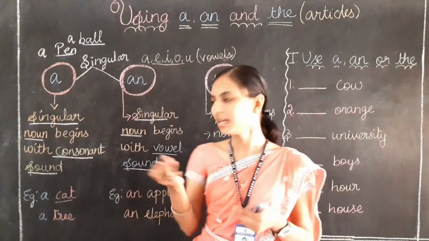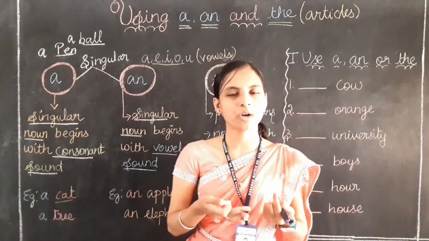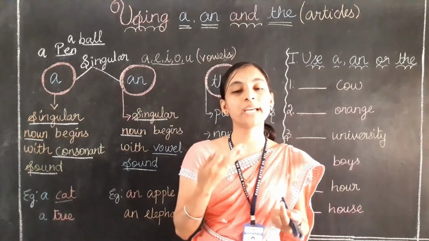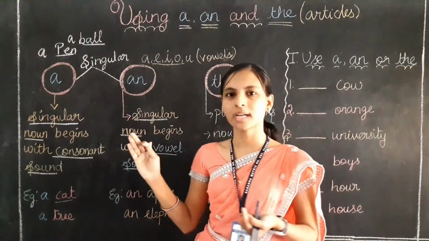A ball, a tree, a cat. They all begin with a consonant sound. Okay. Aeroplane. So here the A sound, so for that A sound we can use article an. I hope you are clear with these two articles.